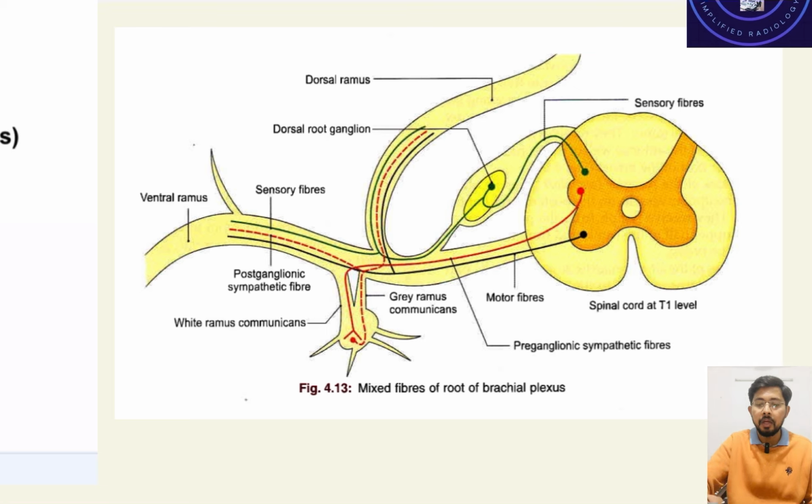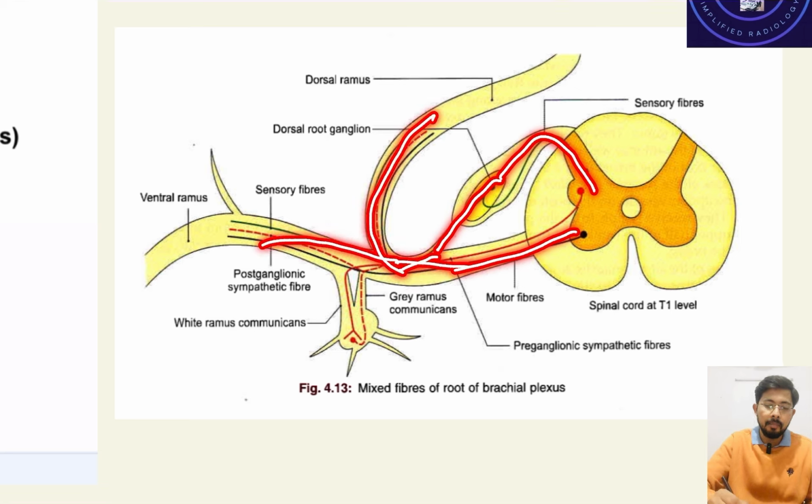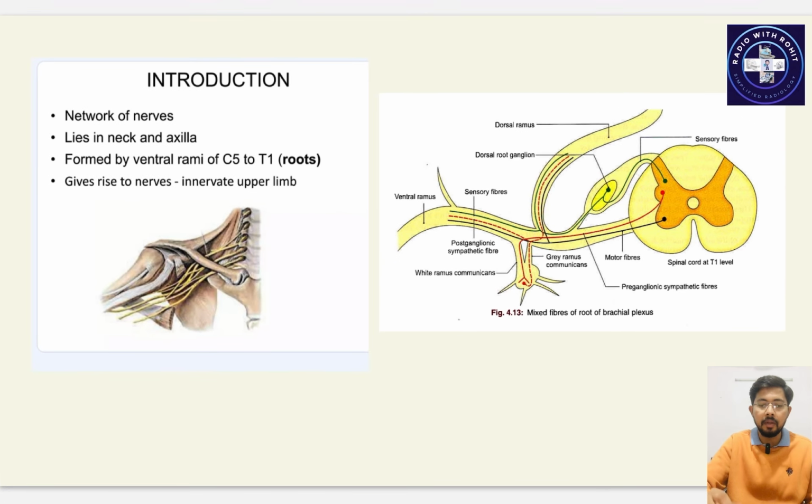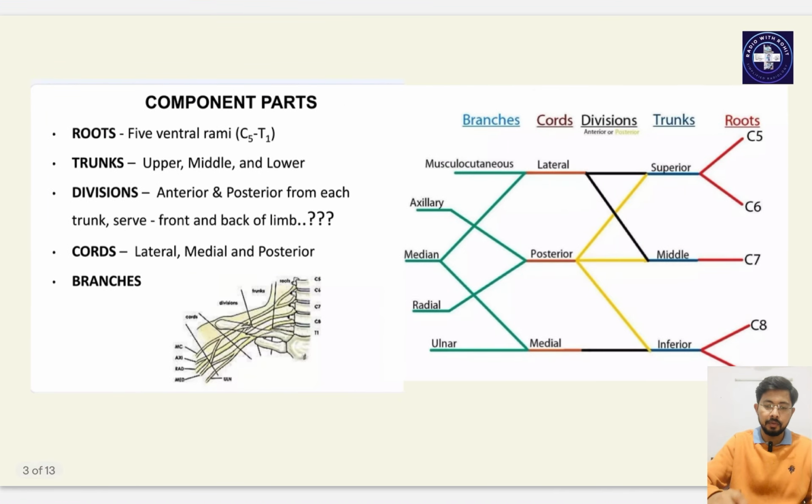I am repeating it. There are some sensory fibers and motor fibers, they both fuse and form the dorsal ramus and the ventral ramus. So this ventral part of the ramus will help in the formation of the brachial plexus. These are the network of nerves that lie in the neck and axilla, formed by the C5 to T1 roots of the nerves.